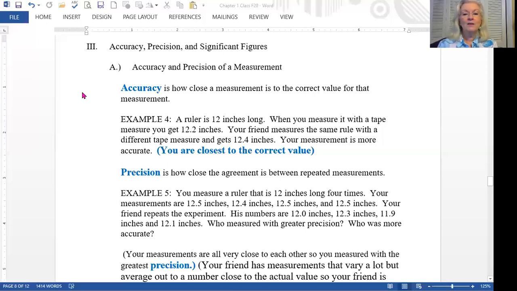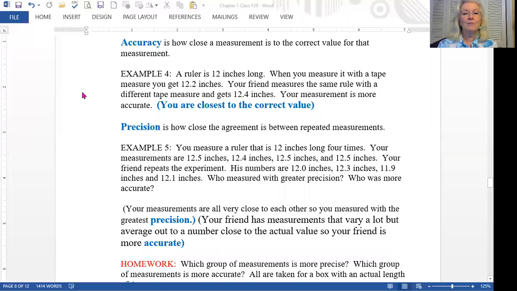So let's take the ruler and measure again. Now I measure it and I get 12.5, 12.4, 12.5, and 12.5 inches. And then my friend comes in, and my friend gets 12.0, 12.3, 11.9, 12.1. So I am more precise. My measurements agree with each other very closely, but I'm not at all accurate.